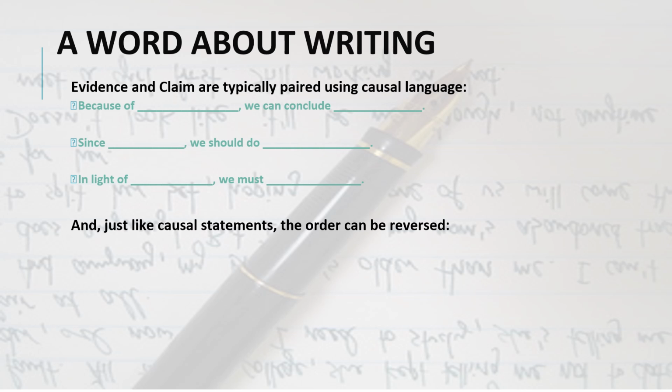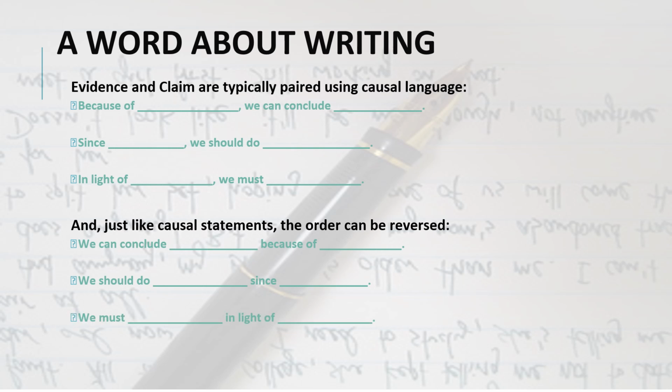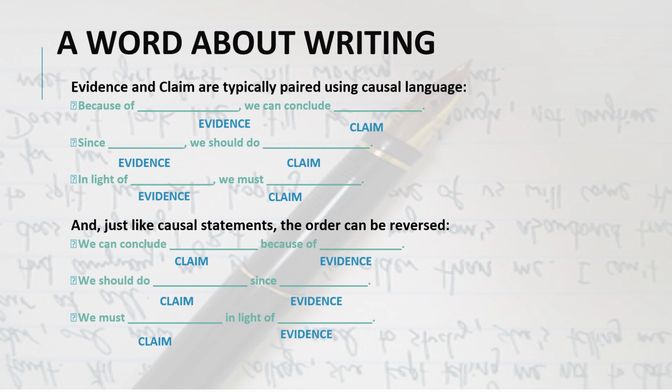You can also reverse these. You can say, we can conclude such-and-such because of such-and-such. So again, that's up to your writing voice, your style, what best works for you as a writer. You can see on each of these, we are making sure that we have an evidence and a claim so that we have a valid argument.